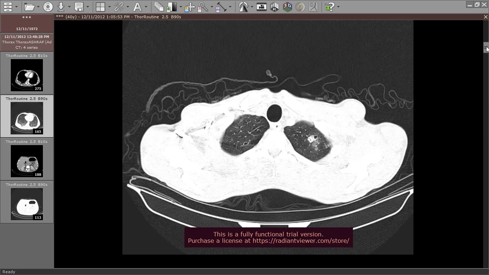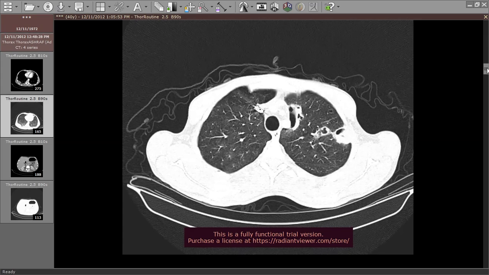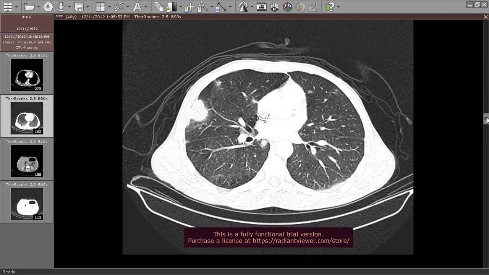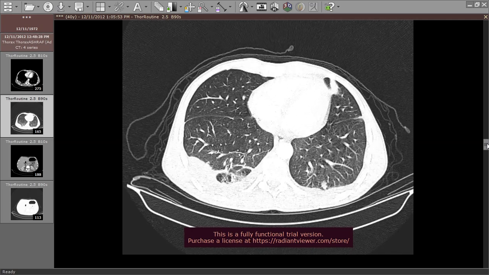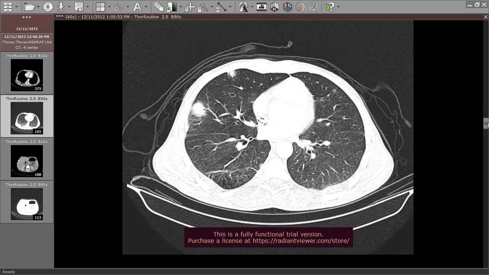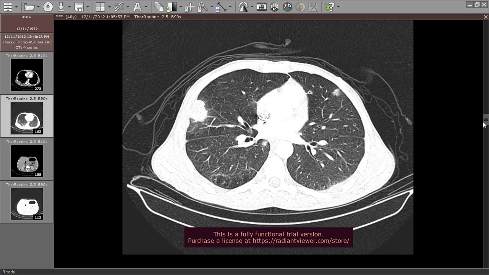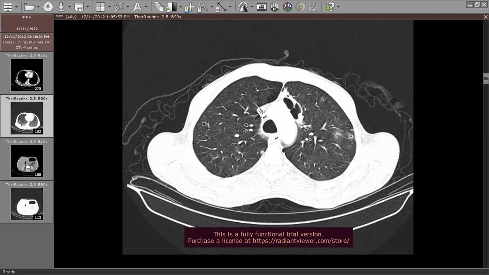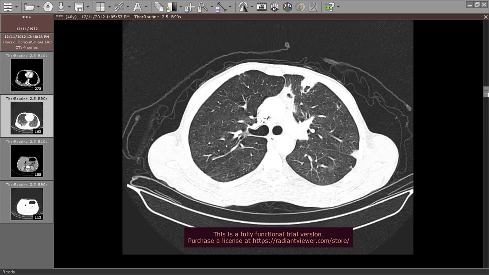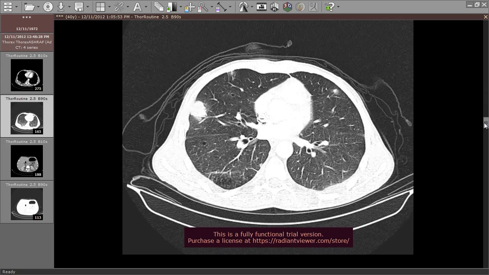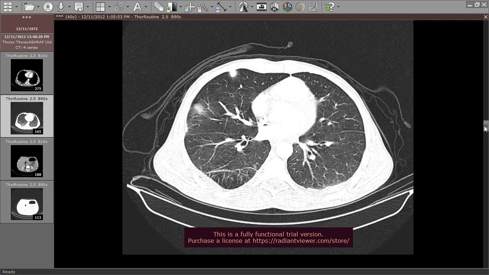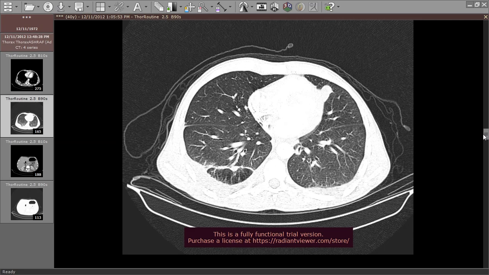As you notice, there are variable sized, mainly peripheral located, cavitary lung lesions, coupled with a few small, still solid lung lesions. The main presentation is usually by these cavitary lesions actually, and the presence of other solid lesions is not typical in such a case, but it could be seen, it could happen.